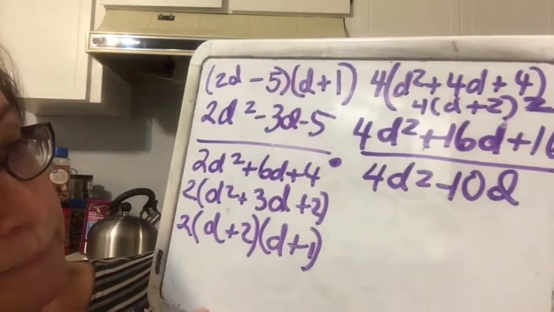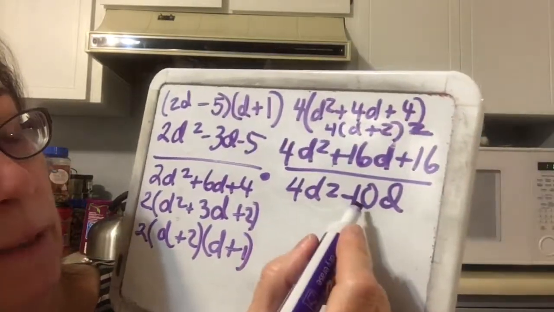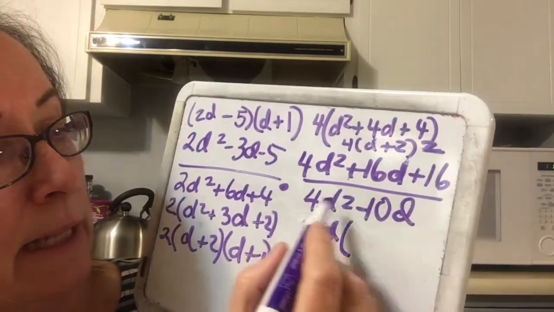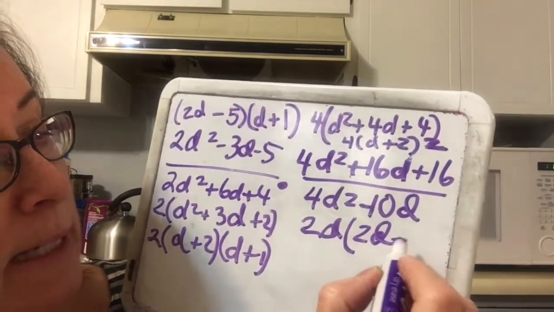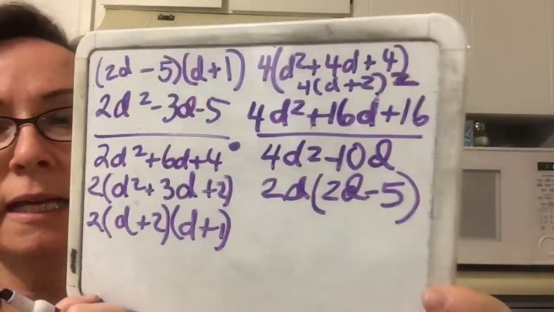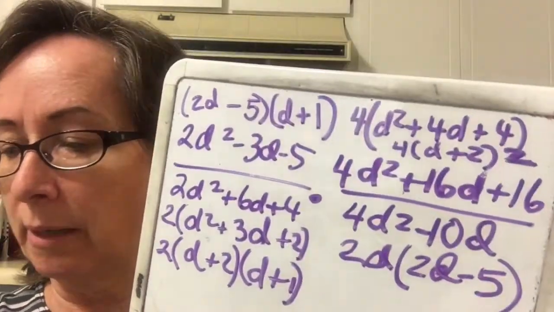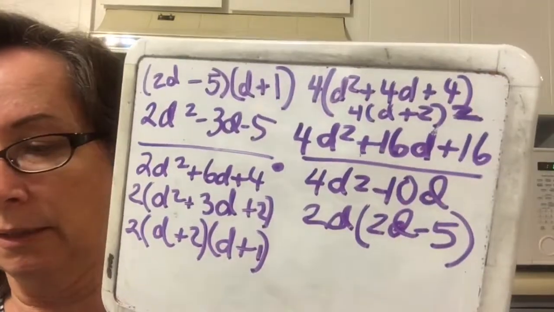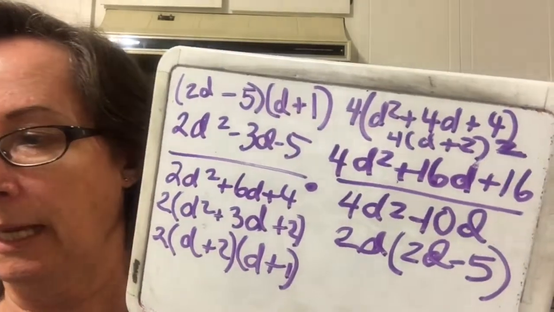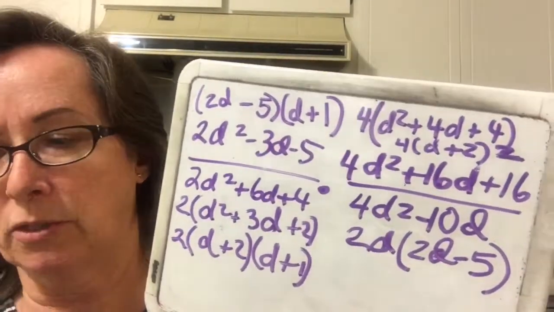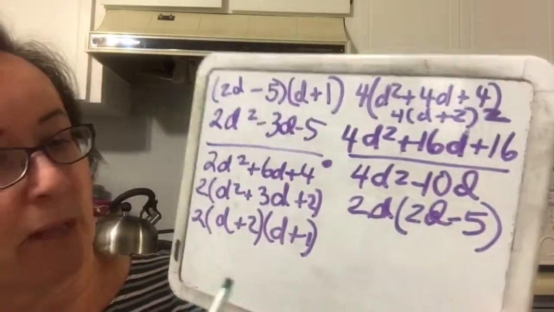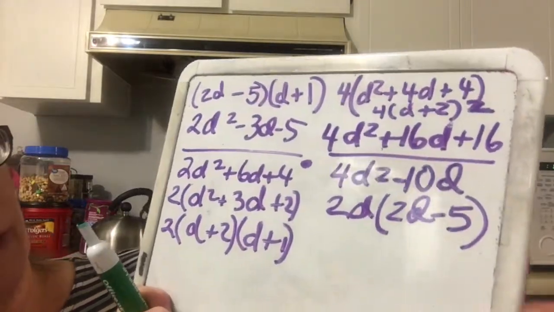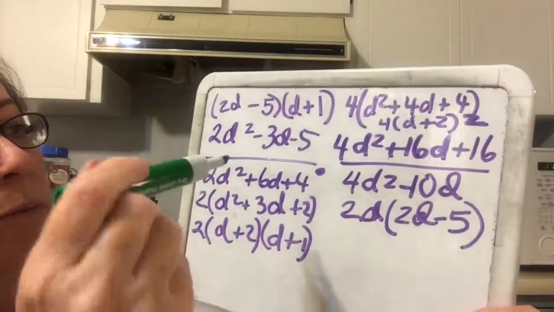Can you see? And last over here, I'm going to pull out a 2d. And the 2d is going to leave a 2d minus 5. So now I'm going to switch the color of my pen just to make it a little bit clearer what is being canceled. I'll switch to green. Purple and green. Now remember, I'm not going to copy this again. I'm just going to mark off what we're not using.